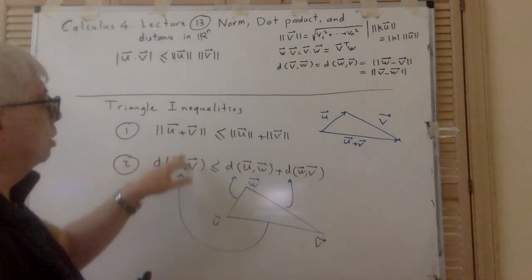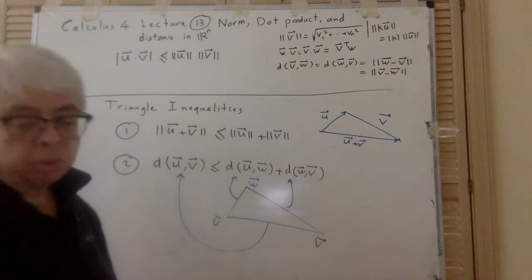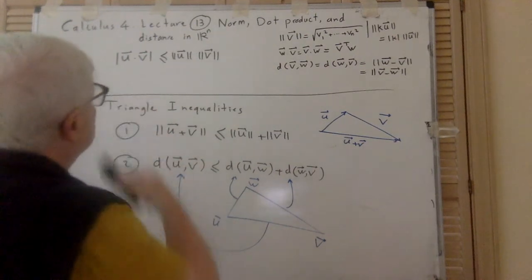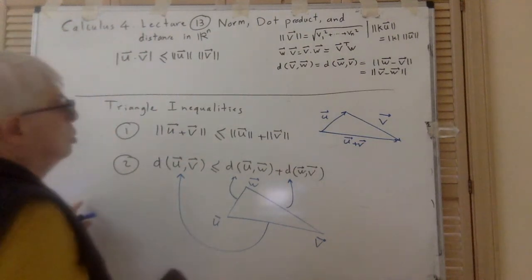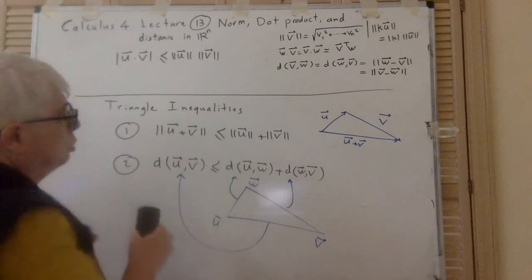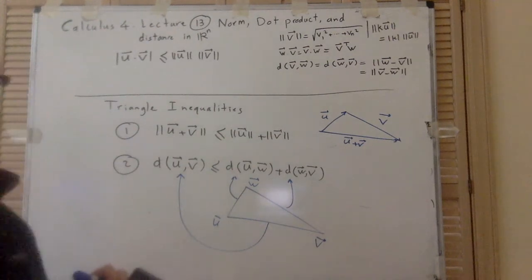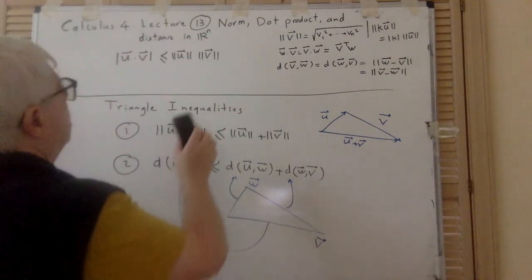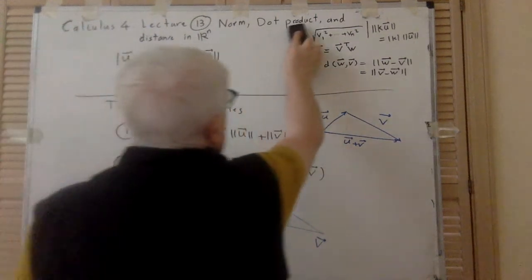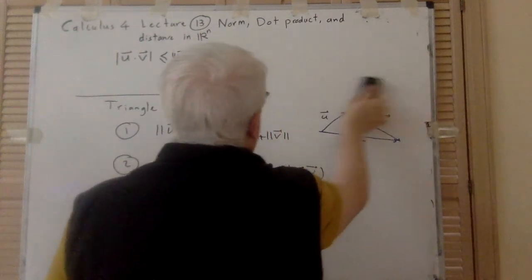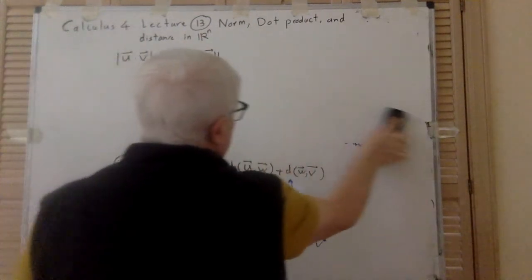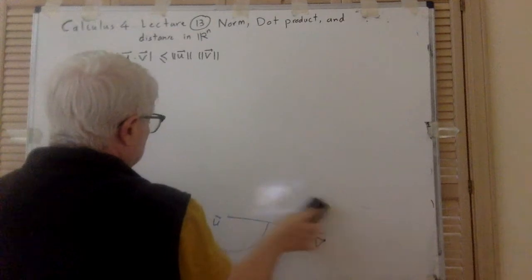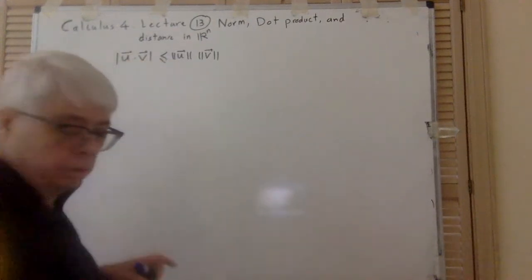This is in fact a consequence of this first one. Now the first one is a consequence of the Cauchy-Schwarz inequality. So let me prove these two and then finish this lecture. Let me erase everything except this and try to come up with something.